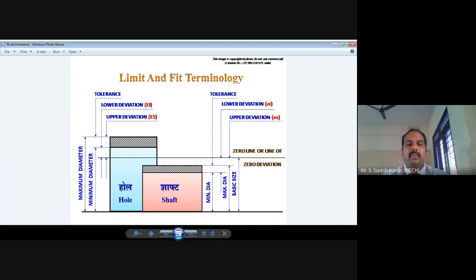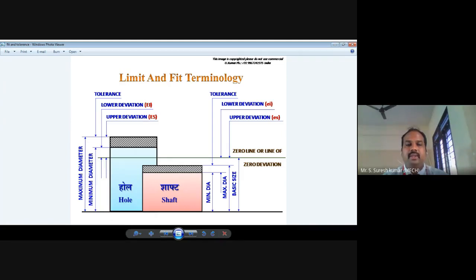So the next topic is limit gauges. Two types of limit gauges are used in designing. Two sets of limit gauges are necessary for checking the size of various parts. The first one is the go limit gauge and the second is the not go limit gauge. So what is meant by go gauge and not go gauge?